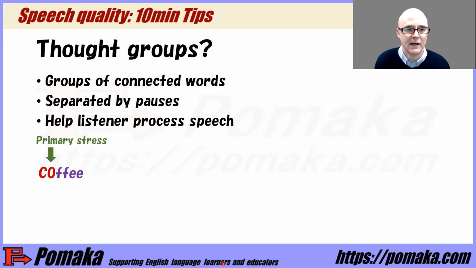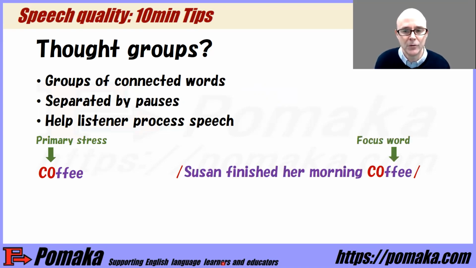So just like a word has one syllable that's stressed more, a thought group also has one word that's stressed more. We call this the focus word. Every thought group has one focus word, and the primary stress of the focus word has more stress than the primary stress of all the other words in the thought group. In language research, we call this focus word primary stress the nuclear stress or the tonic stress.